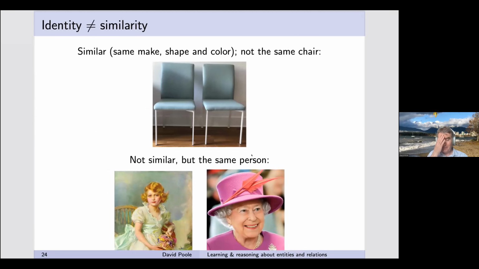All right. Similarity is weird, and identity is different. People often get confused. These two chairs are similar, but they're not the same chair. There are actually 2 chairs there. And I found a picture of our queen, who's celebrating something today in the news, apparently. There's a picture of her when she's young and her when she's a bit older. These aren't similar at all, but these 2 people are actually the same person. So identity is not the same as similarity.